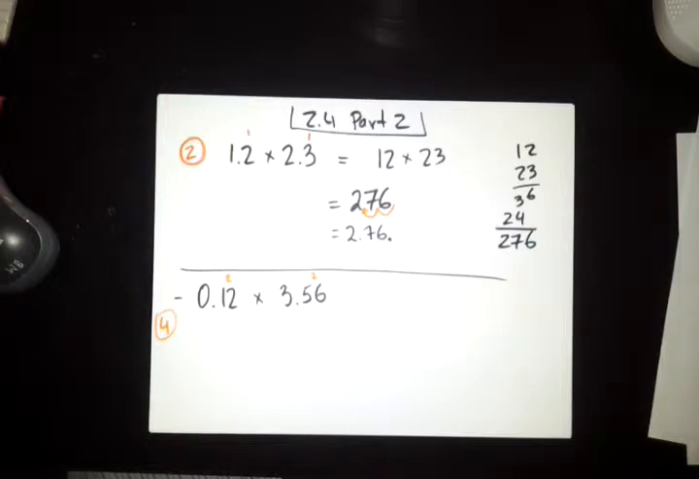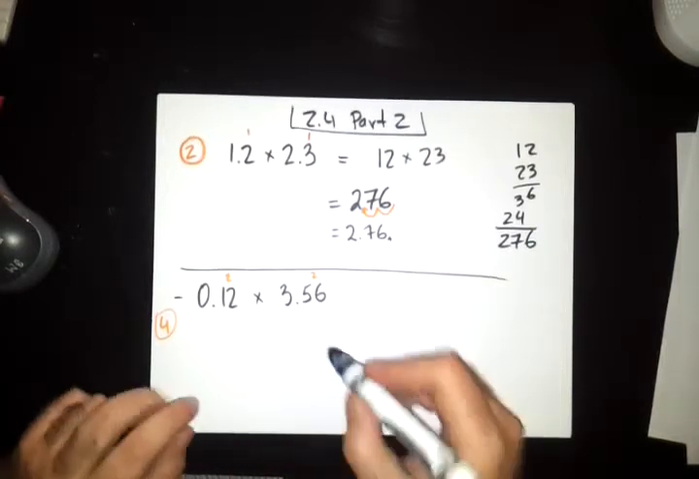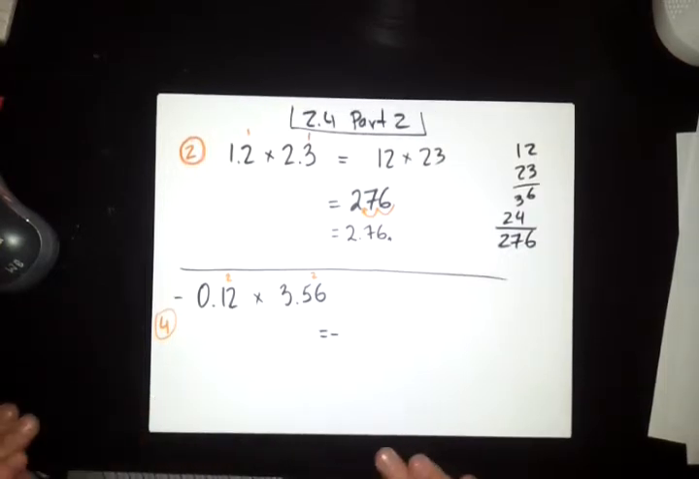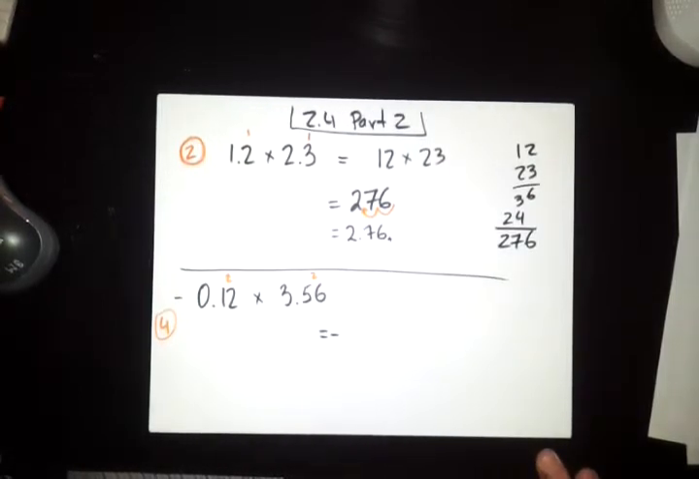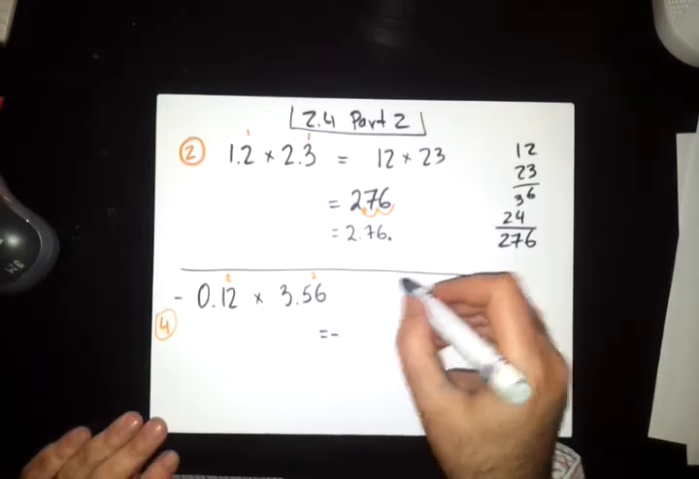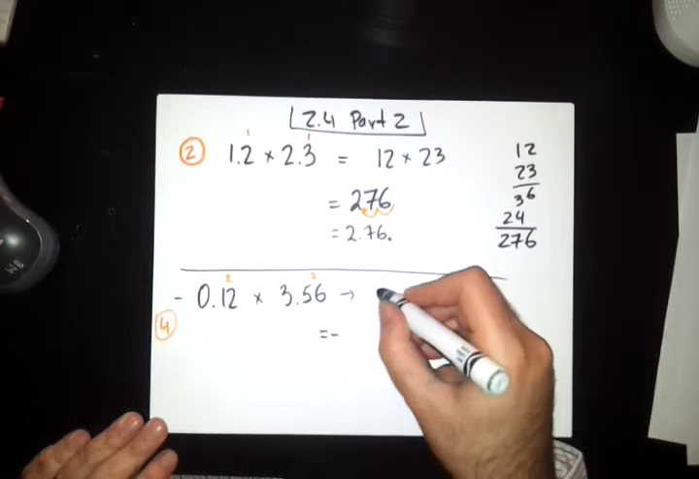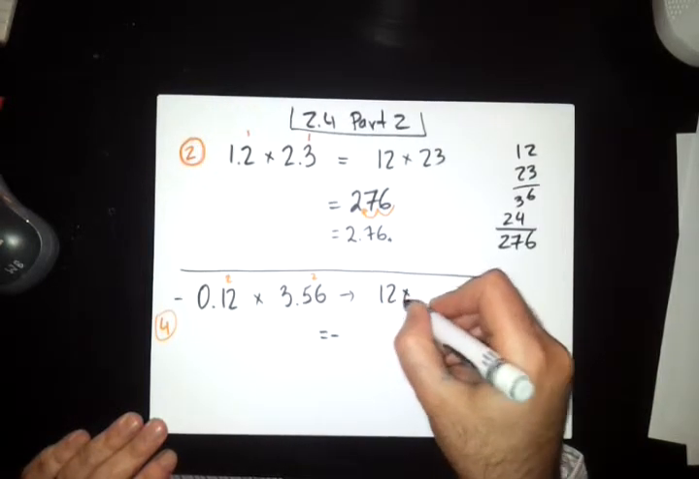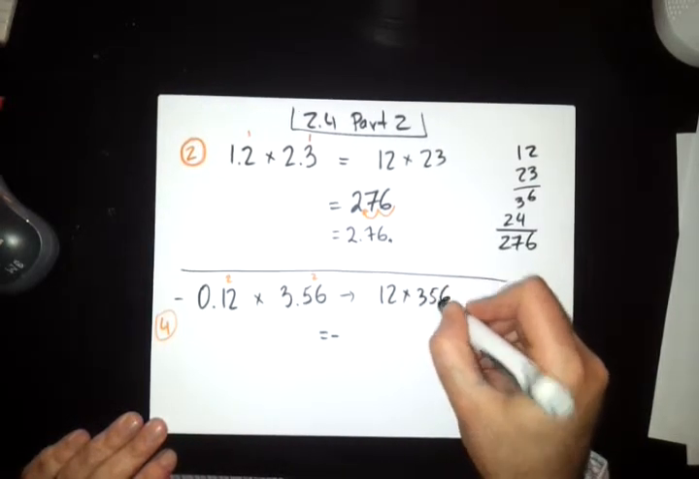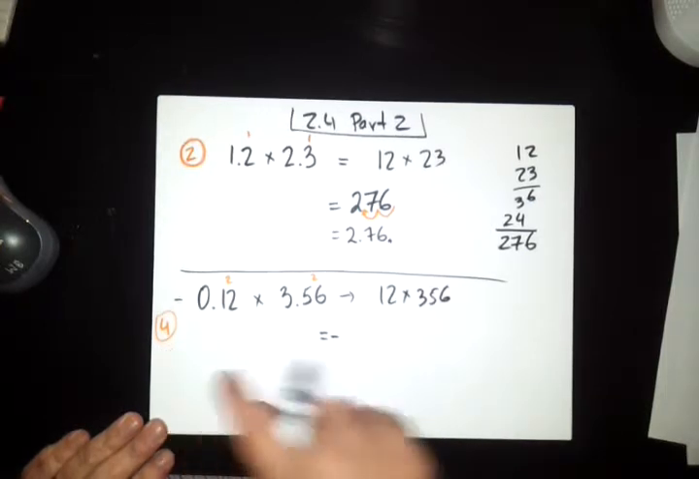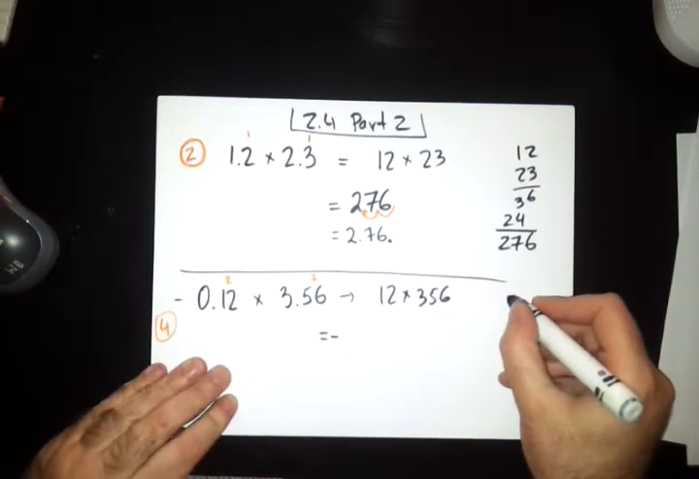Then I'm going to look at my signs. Negative times a positive. My answer has to be a negative. Rules of multiplication: when you multiply any integers with different signs, or rational numbers for that matter, if it's different signs, the answer is always negative. And in this case, it's different signs. Then, since I already took care of all that, I'm going to go ahead and do my multiplication like this. 12 times 356. I already took care of the sign. I took care of the decimals. I'll do my long multiplication.